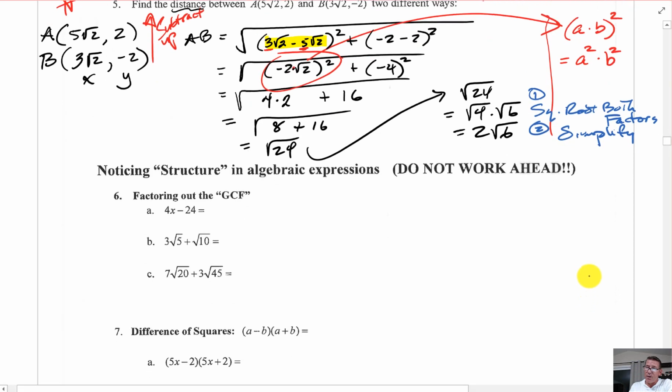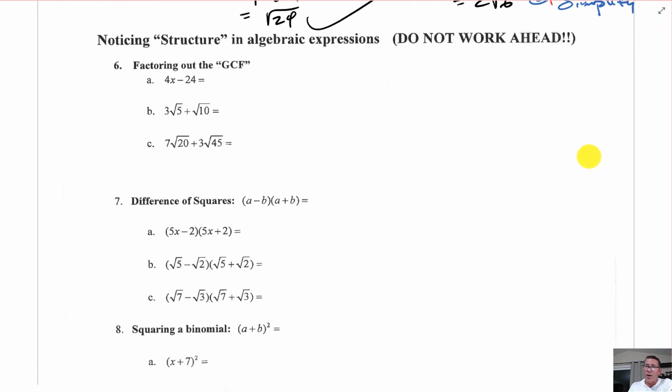Another thing you got to be good at is seeing the structure in algebraic expressions. And again, highlight the word structure. Here we go, and don't work ahead. Do not work ahead. You're going to be doing a lot of erasing, because I'm going to be doing things a little differently here, perhaps. So just go slow, pay attention, and learn something. All right, so here we go.